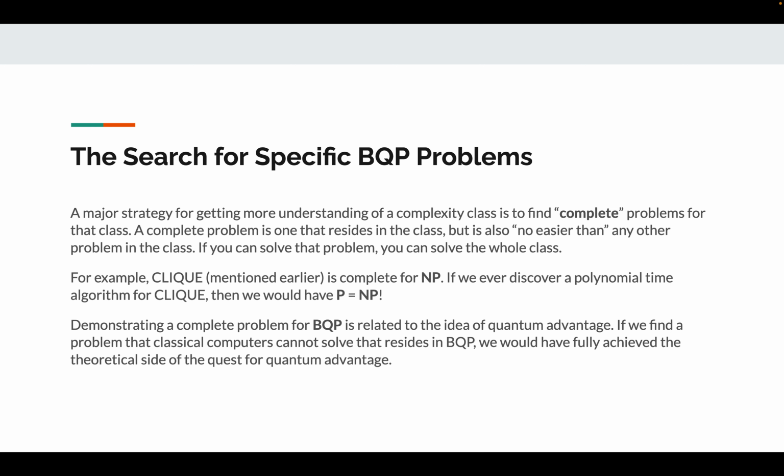Demonstrating a complete problem for BQP is closely related to the idea of quantum advantage, right? We want a summary of how powerful BQP is, and a single problem that expresses that would go a long way. Ideally, we would find a nice BQP-complete problem, or even a normal BQP problem that's not complete, and show that P cannot solve it, like normal Turing machines cannot solve it, and then that would have been quantum advantage, at least on the theory side.